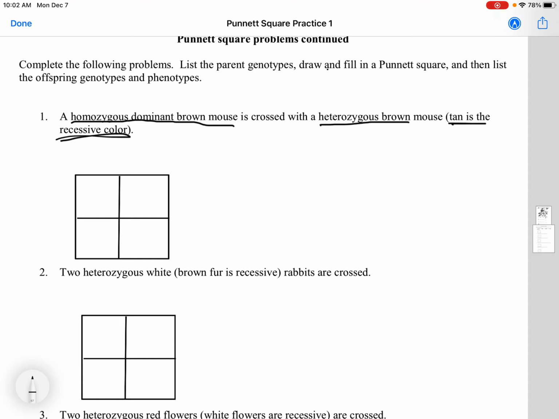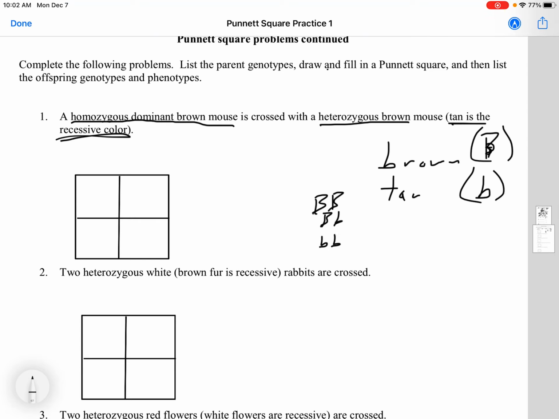So I might come over to the side and just say, what are my options? They're either going to be brown or they're going to be tan. All right, and tan is the recessive. So I'm going to use B's. So this would be a little b, okay, and brown signified by a big B. So think about the allele combos that we could have. There's always 3. You got your homozygous dominant, your heterozygous, and then your homozygous recessive, right? These are the only 3 options that we got.